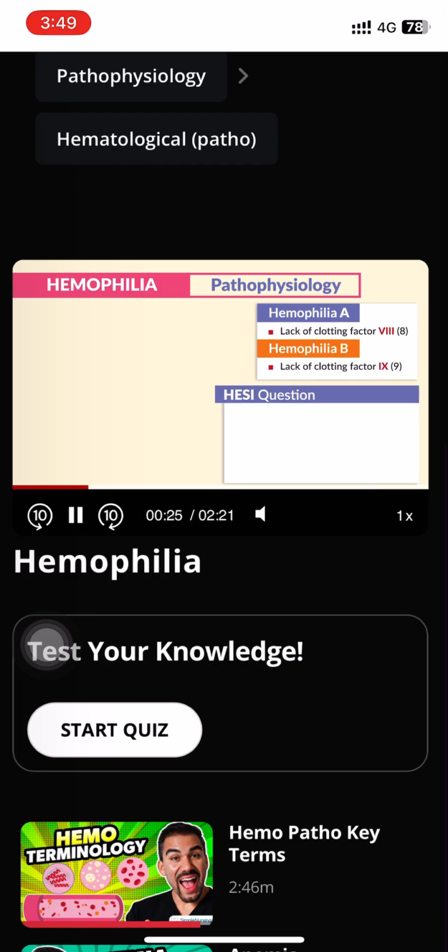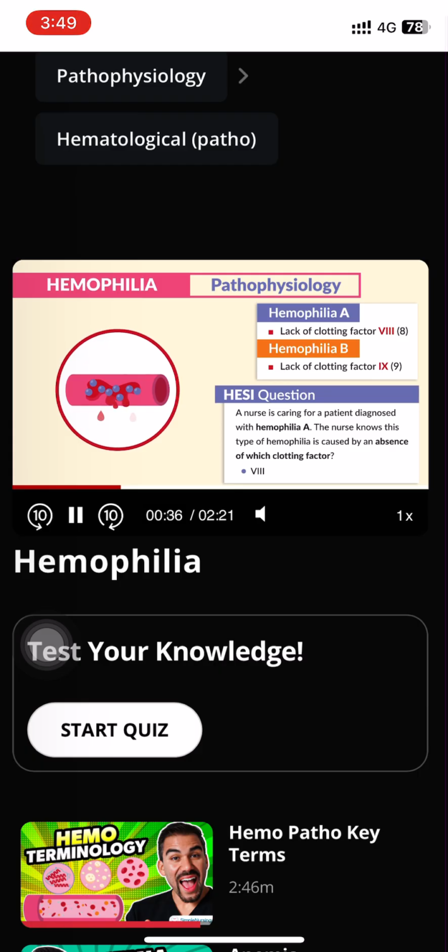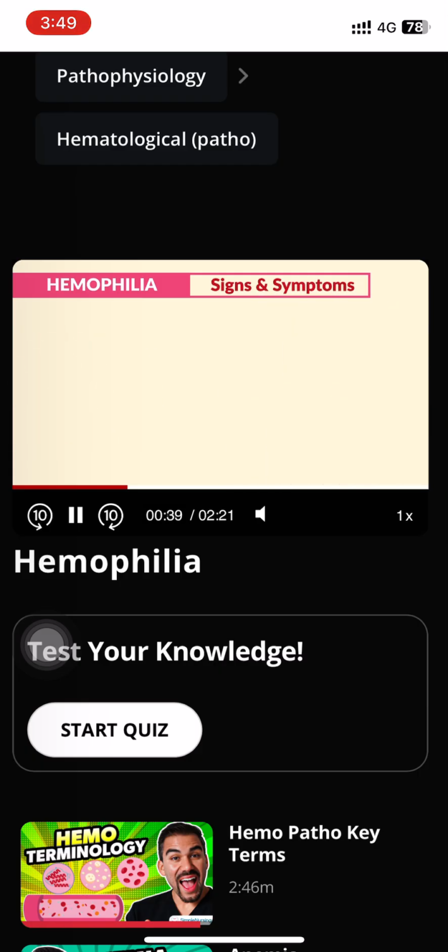So HESI mentions, a nurse is caring for a patient diagnosed with hemophilia A. The nurse knows which type of hemophilia is caused by an absence of which clotting factor. 8. Now, as far as signs and symptoms, we just have excessive bleeding, as you know.